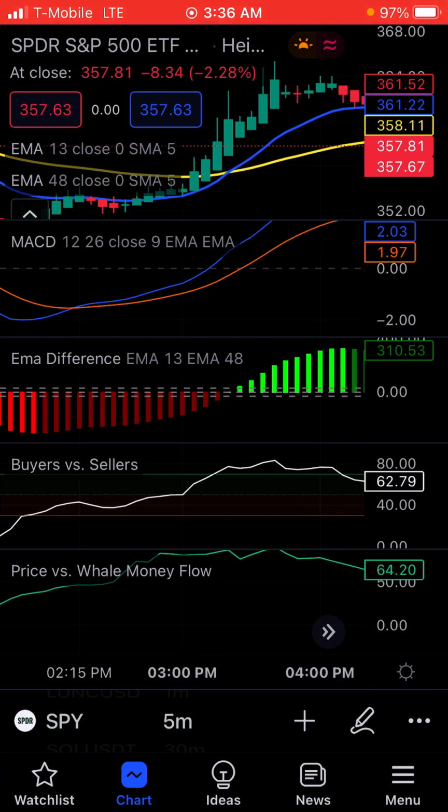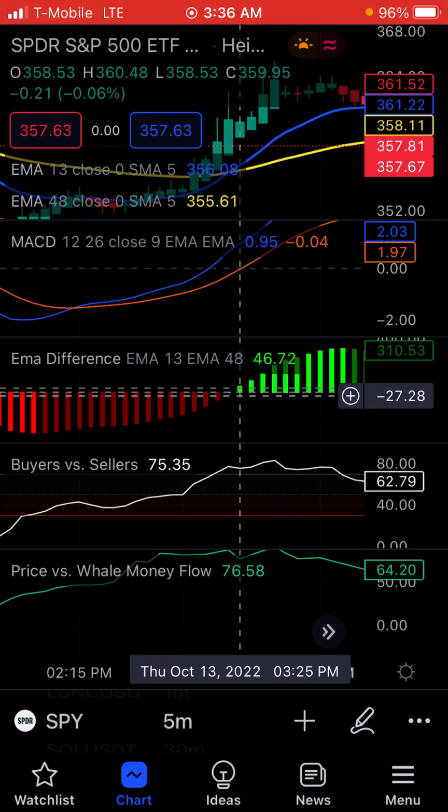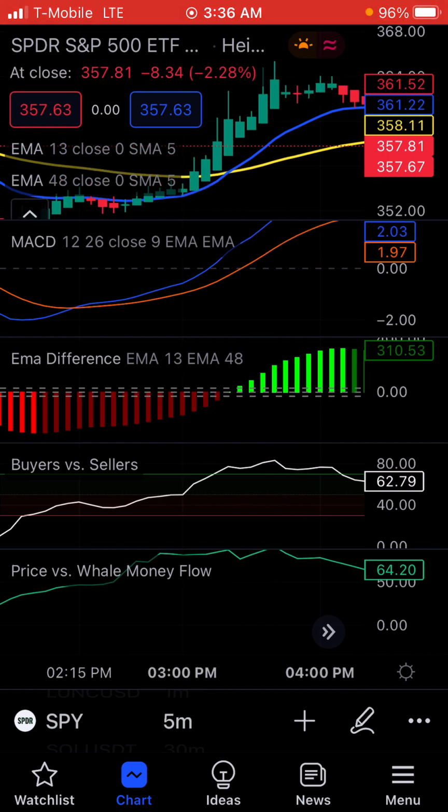Okay, so the last two are paid indicators, and I'll put a link below if you want to check them out. They're by Trade Confident, and what they basically do is show the buyers and sellers. I've made videos about these indicators a while back, so in my description I'll give you the video where I talk about these indicators specifically, where I go over them separately.